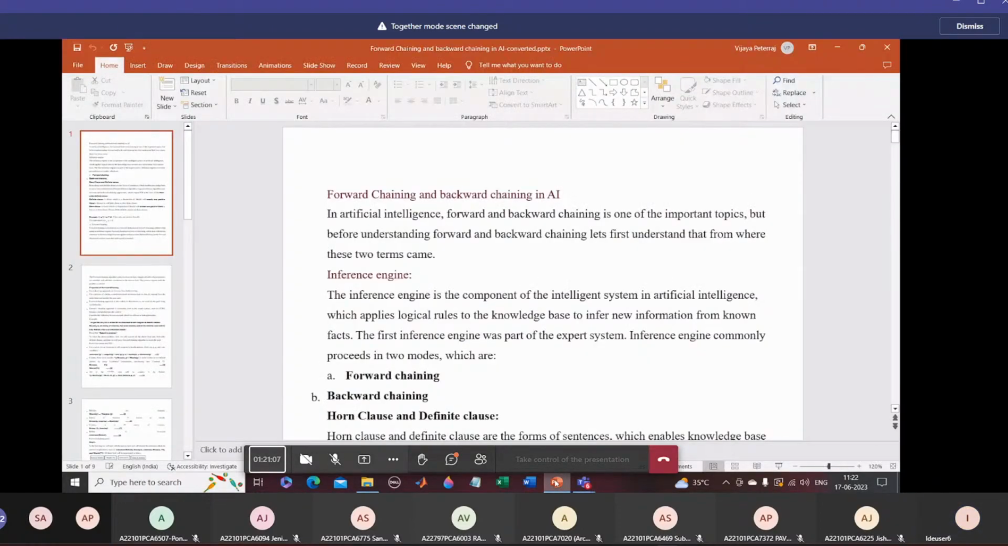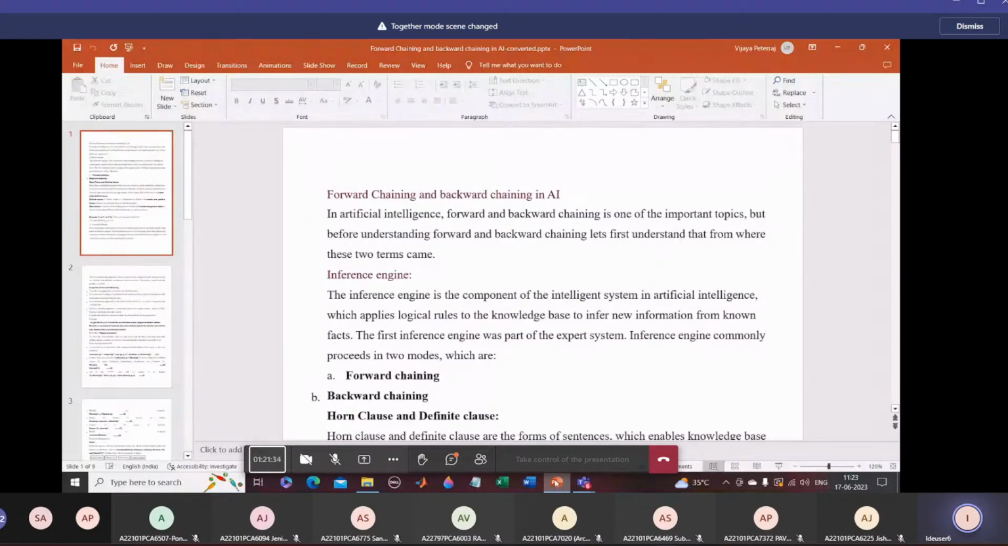Okay. So first we'll look into forward chaining and backward chaining. And kindly you also follow this, okay? Because it comes with your first order logic and all that. It is one of the important topics, but before understanding this, we have to understand where these two terms came from. So we have seen the inference engine, right? Only there we have forward and backward chaining. Here we have the explanation.